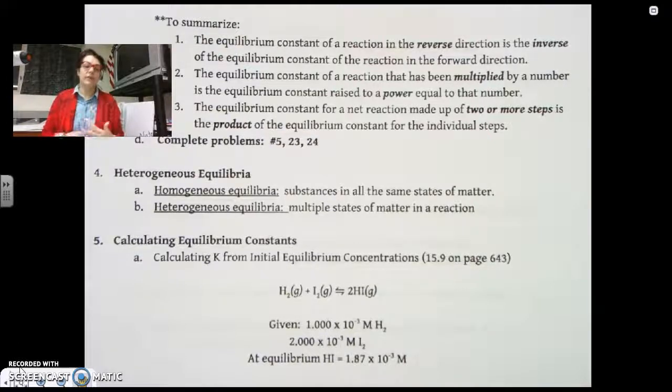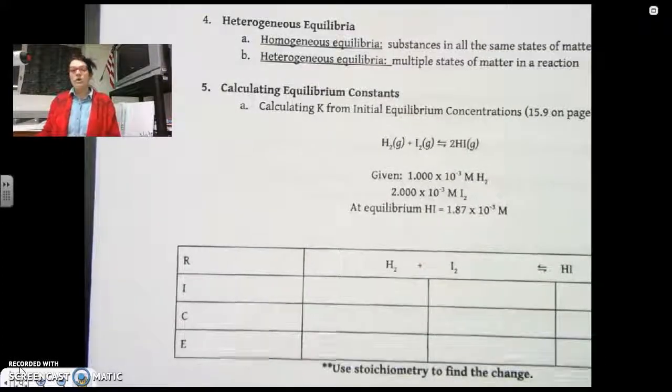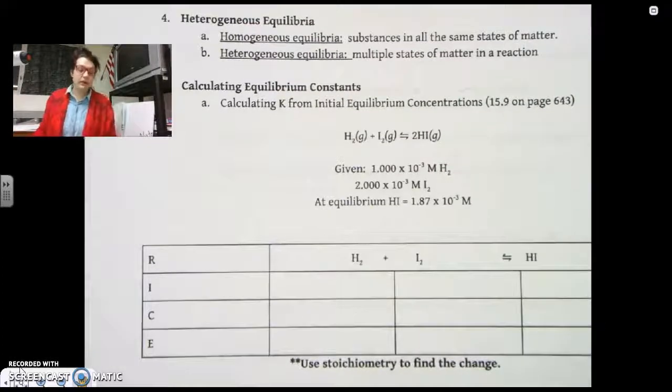Where if you have heterogeneous, that means you have multiple states of matter in the reaction. So that would be like aqueous, liquid, gas, okay, anything like that. And then section 15.5 is how we calculate equilibrium constants. So this is where our RICE table is going to come into play that I kind of discussed on the first page of your note packet.